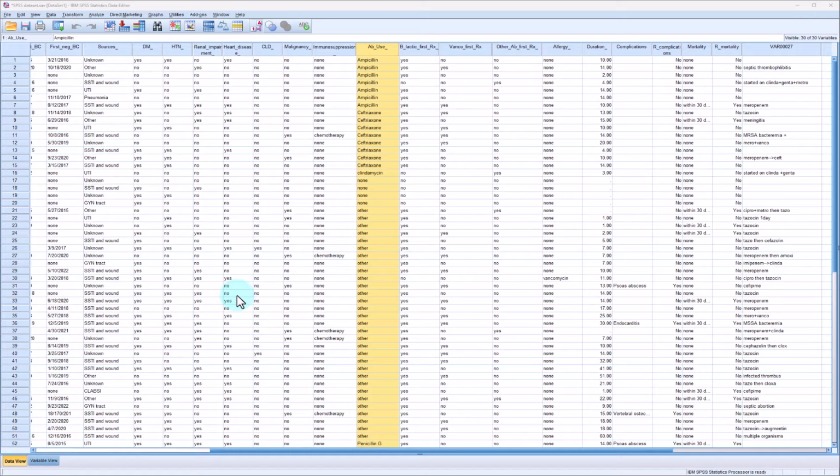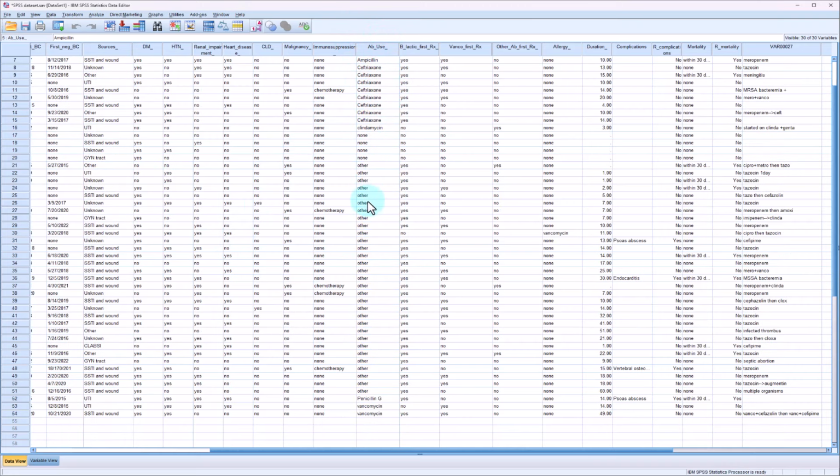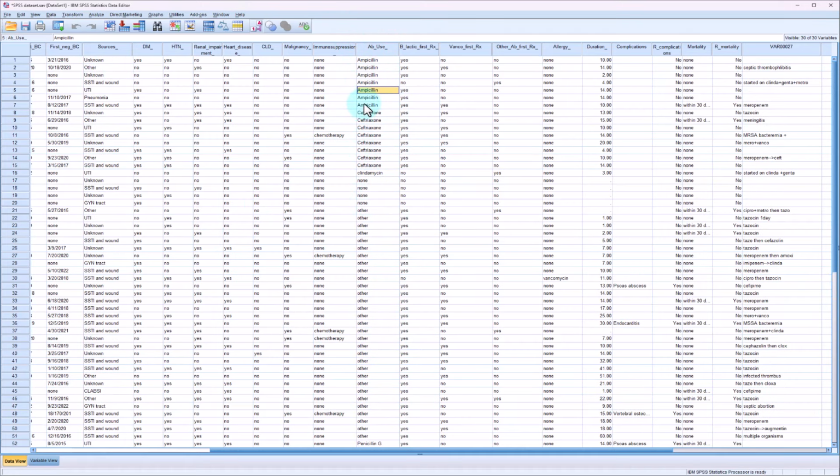So far, I have done a lot of analysis. The next thing I would like to check is whether there is any relationship between the type of antibiotic used and length of hospital stay, or duration of hospital stay. I would do this analysis by using the Kruskal-Wallis H test. Here we can see in this column we have many attributes, so I need to reduce the number of attributes.